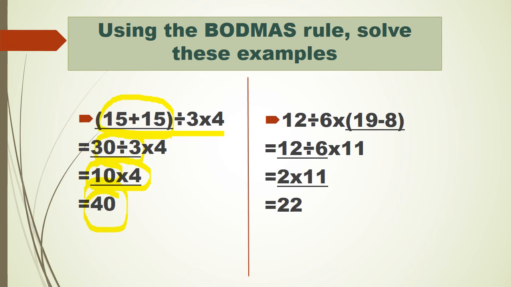In the second example, the question is 12 divided by 6 multiplied by 19 minus 8 in the bracket. So according to the BODMAS rule, first solve the bracket. In the bracket, 19 minus 8 is equal to 11. Then divide 12 by 6, we get 2. After that, multiply 2 by 11. So finally the answer is 22.